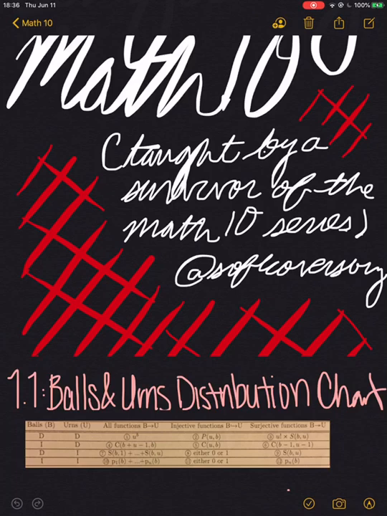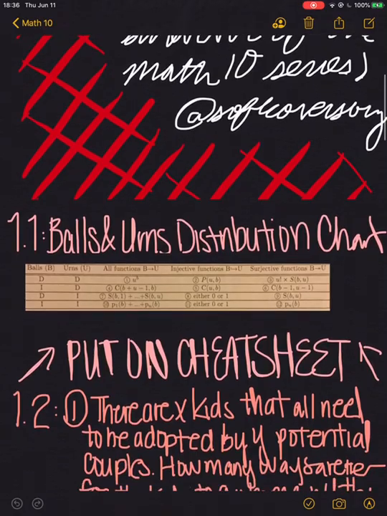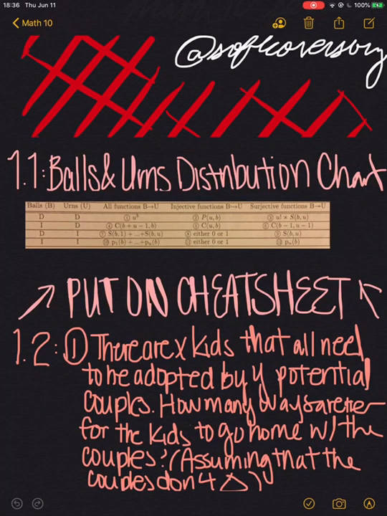So let's look at the first example problem. Put it on your cheat sheets. The first problem states that there are X kids that all need to be adopted by Y potential couples. How many ways are there for the kids to go home with the couples? Sorry if you can't read my writing, I can barely read it too. But this is assuming that the couples don't change, so the couples don't get divorced and get married to other people, just so it's easier mathematically to do the counting.